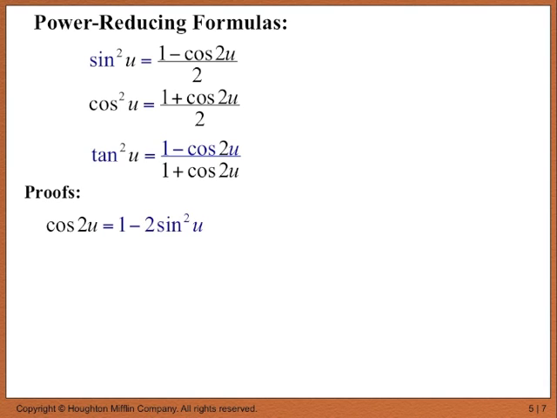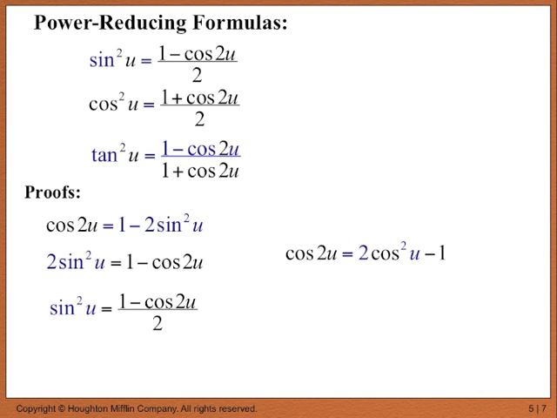Cosine 2u equals 1 minus 2 sine squared u. Okay, this is one of the results that we found on the last screen, when we were figuring out the double angle formulas. And you'll see that cosine 2u equals 1 minus 2 sine squared u is one of the valid forms for the cosine 2u double angle formula. Well, now we can try to solve for sine squared u. So we move that over and we get 2 sine squared u equals 1 minus cosine 2u. Therefore, sine squared u equals 1 minus cosine 2u over 2. And that is the first power reducing formula.